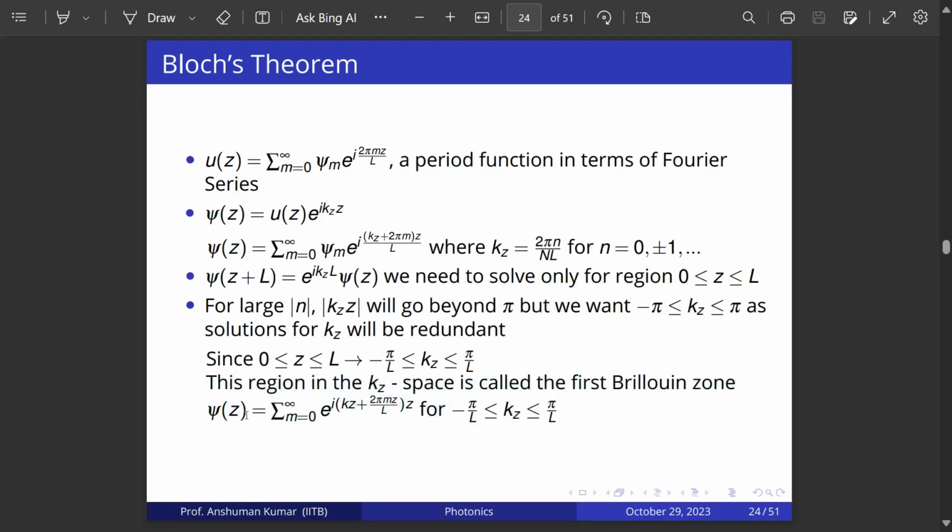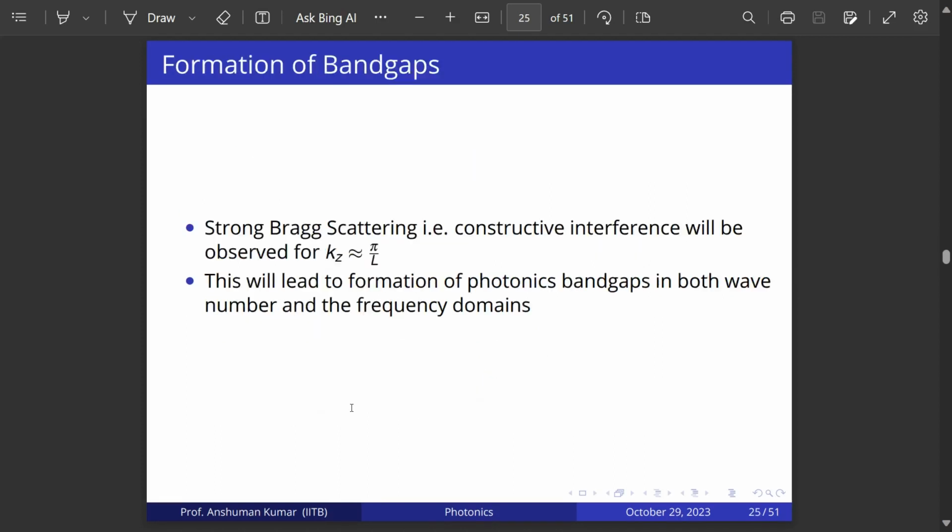And so we can express psi z in terms of kz with this summation. There should be a psi m constant multiplication for each term. Near these boundary values, kz equals pi by L, we see strong Bragg scattering, that is constructive interference. This will lead to photonic band gaps in both wave number and frequency domains. Band gaps just mean which values of frequencies are allowed to propagate and which are not allowed. That is called the forbidden region.